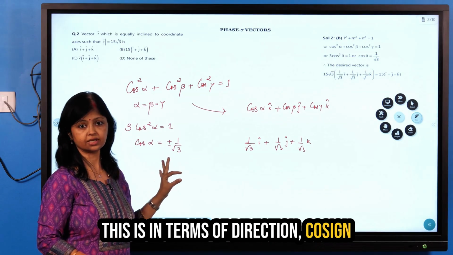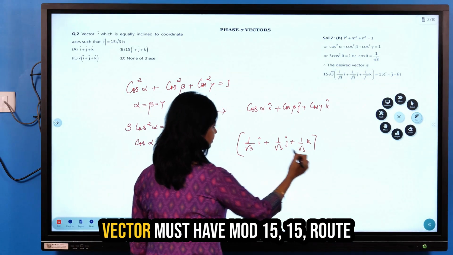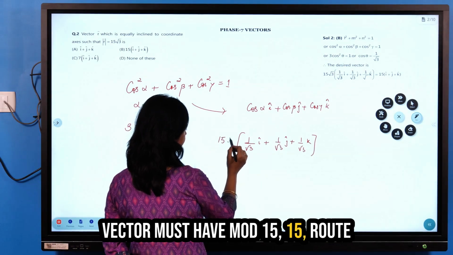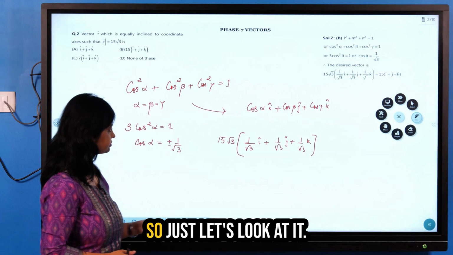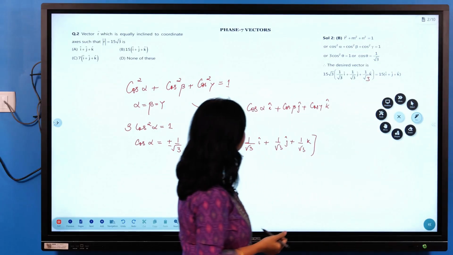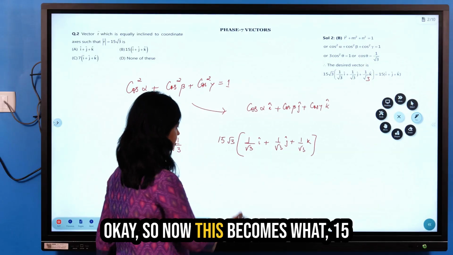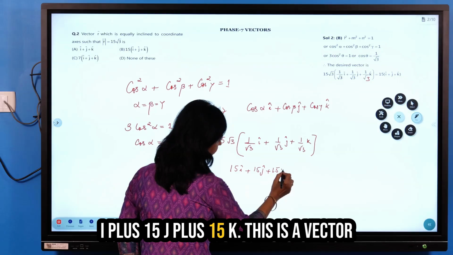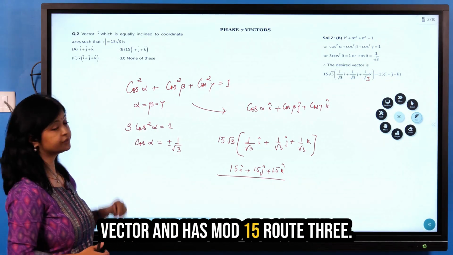Now, this is in terms of direction cosines, and we have to recall that for direction cosines the mod is always 1. So our desired vector must have mod 15 root 3. But now we have manipulated it. So, let's just look at it. Okay, so now this becomes 15i plus 15j plus 15k. This is a vector which is equally inclined to the axes and has mod 15 root 3.